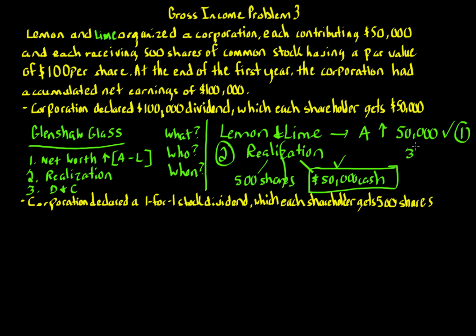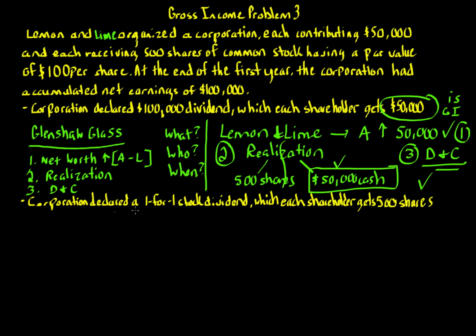And finally, number 3, dominion and control. The issue becomes: are there any strings attached? Are they allowed to do whatever they see fit with that money? There's nothing here that indicates they're limited by restrictions on that money. So yes, that's met. So yes, the $50,000 that each shareholder gets is gross income. That means Lemon is going to have to record $50,000 of gross income with respect to that dividend, and Lime is going to have to record $50,000 of gross income on their separate tax returns.